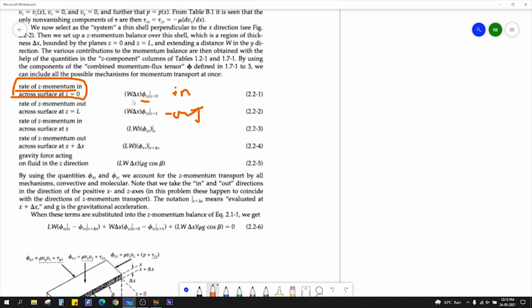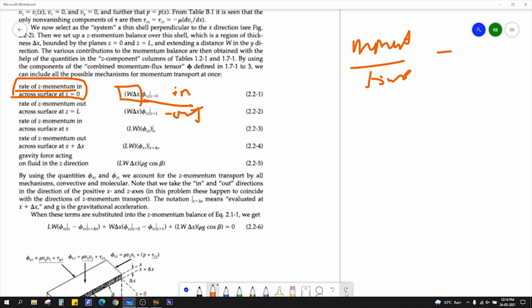But here it is multiplied by W delta x. Why? Because, as I told you, pi is the momentum flux. If you multiply with area, which is W delta x, then it becomes momentum per unit time, right? Momentum per unit time is nothing but force. So we are doing a force balance. So at z equal to 0, this is the case.